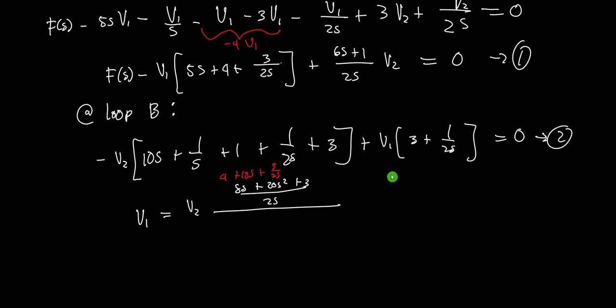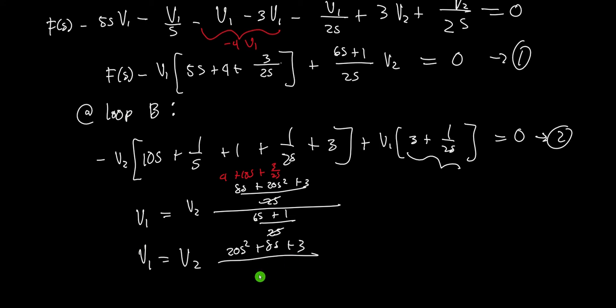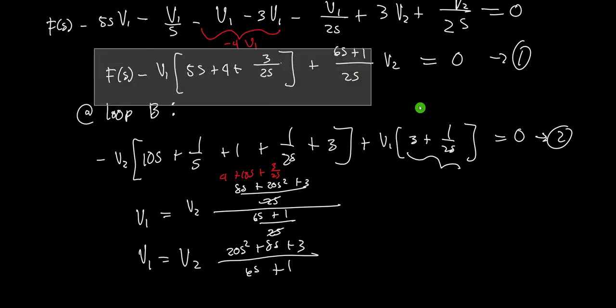And at the denominator here, we can also add that 2s, then we have 6s plus 1. Then we can cancel out that 2s here. So V1 now is equal to, rearranging this, 2s squared plus 8s plus 3 all over 6s plus 1. So this is now our V1, and we will substitute this in this equation. So I'll just copy this.